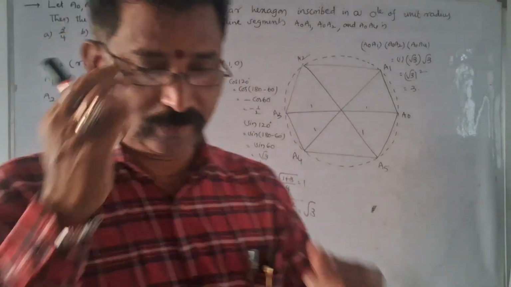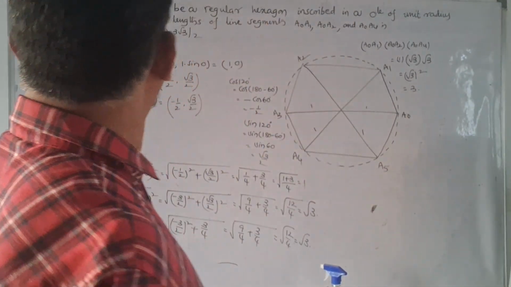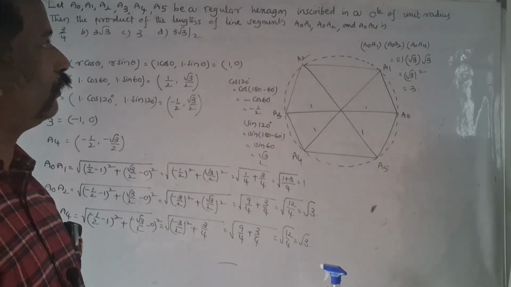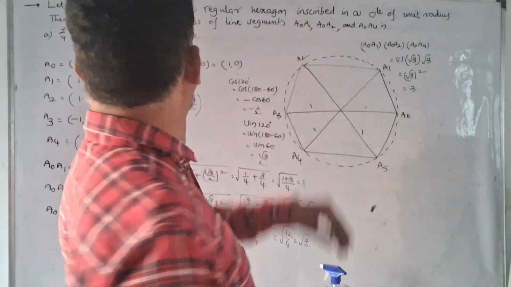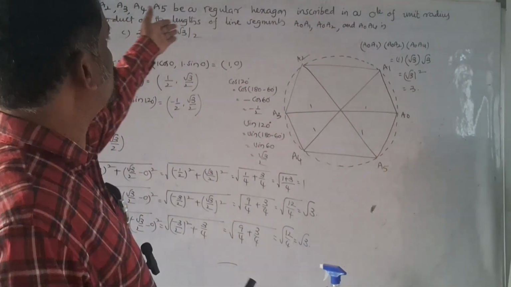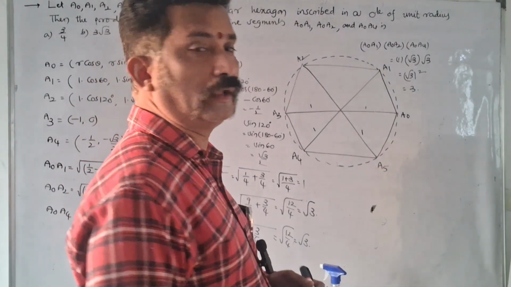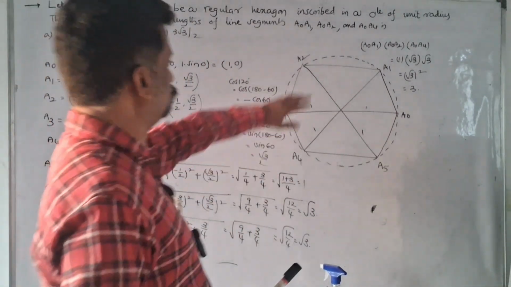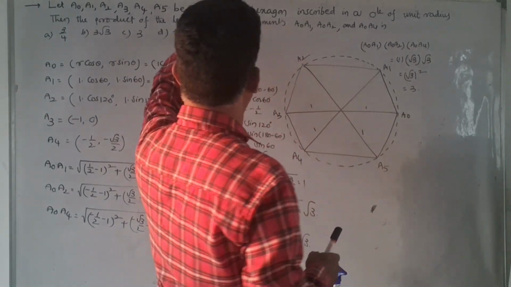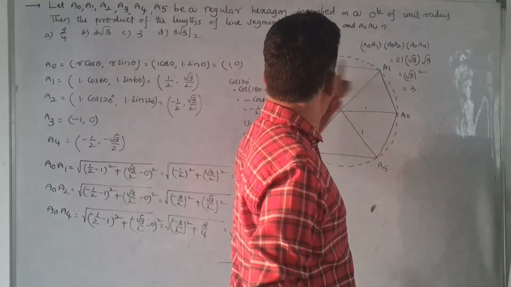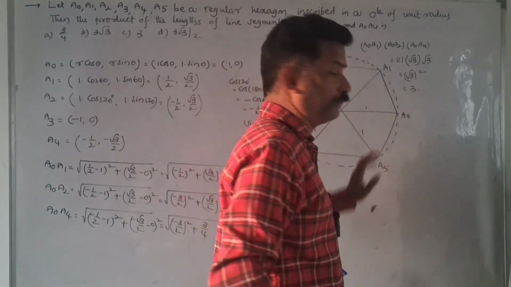Yes, A0, A1, A2, A3, A4, A5 be a regular hexagon inscribed in a circle of unit radius. Then the product of the lengths of line segments A0A1, A0A2 and A0A4. So this is the circle, a regular hexagon inscribed in a circle. What are A0, A1, A2, A3, A4, A5?